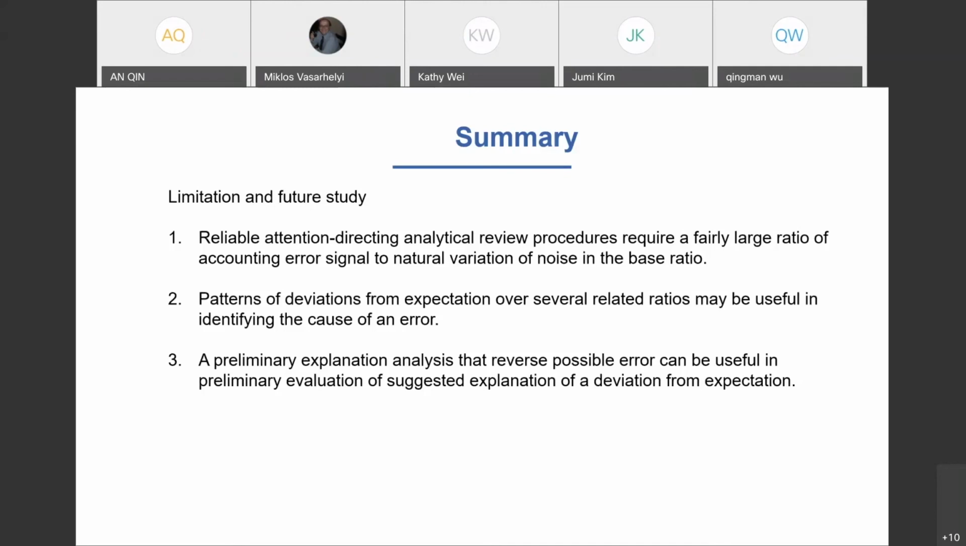Okay. And second, pattern deviation from expectation would be very interesting, and there hasn't been a lot of follow-up on ratio variance that should be very interesting to perform. And preliminary explanation analysis that reverses possible errors can be useful, and I totally agree with that comment. I find this a good paper because it really recaps what ratio analysis is, or if you've never done it, it gives you some information about what ratio analysis is.